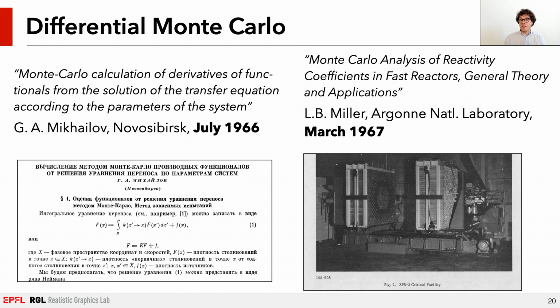A much nicer way to handle this problem is to differentiate the equations used by the simulation and use whatever comes out of that. This is called Differential Monte Carlo and was already used in the mid-60s with two concurrent works by Mikhailov in Novosibirsk, Russia, and Miller at the Argonne National Laboratories in the US. And both of them were interested in understanding how the reactivity of a nuclear reactor changes after tweaking important system parameters. And many thanks to Eugene d'Eon for helping track down some of these early references.